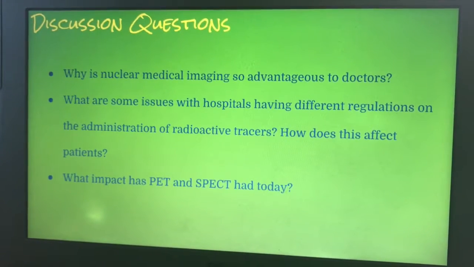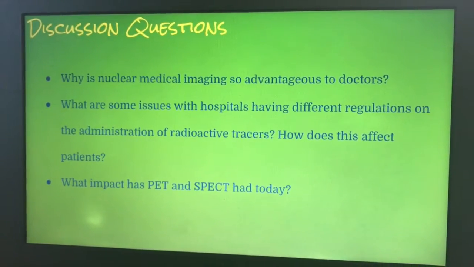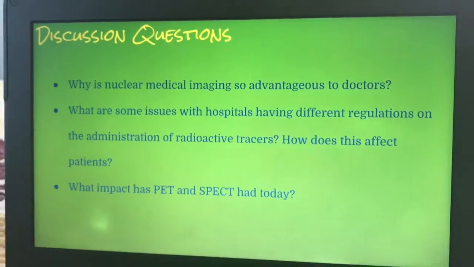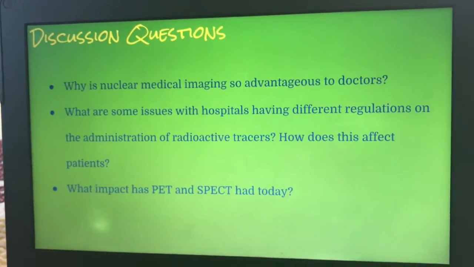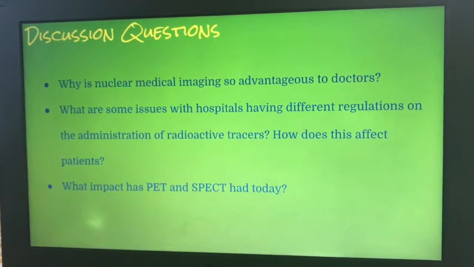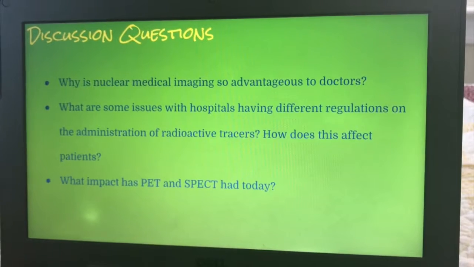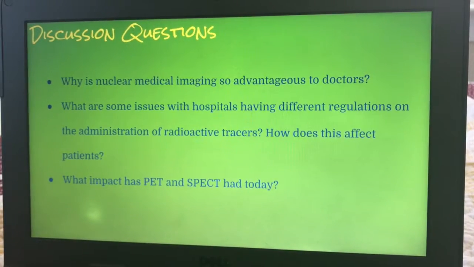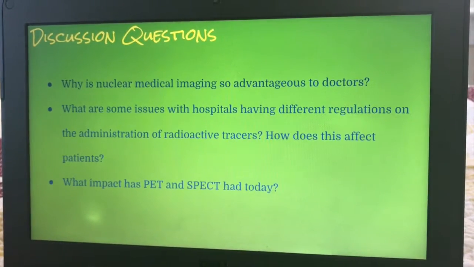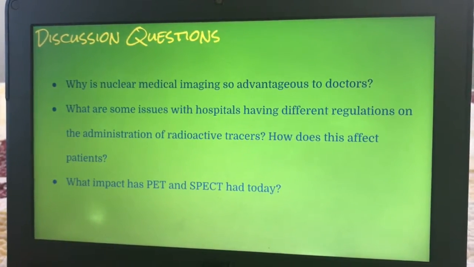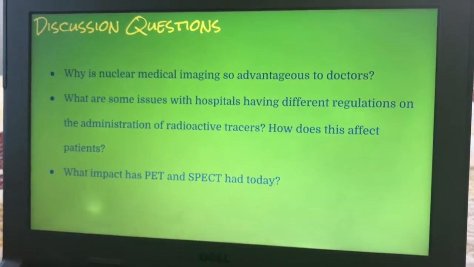And what impact has PET and SPECT had today? One may recall the statistic mentioned earlier on in the presentation of over 16 million scans being done by 2001. Even though that's not a recent statistic, that was 15 years ago. Imagine with the computer technology we have today, how many more people could have been diagnosed, saved, and problems could have been detected earlier. Once again, even with the tumors and more people noting earlier stages of cancer.